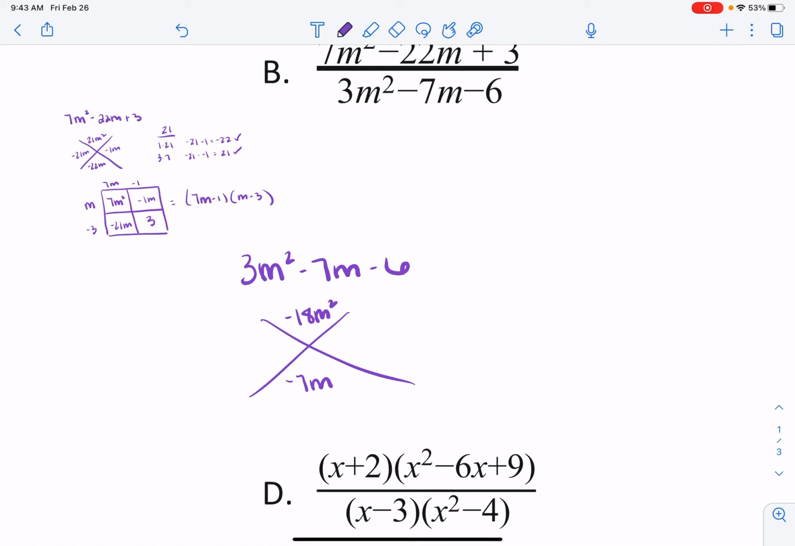So let's think about our factors of 18. We have 1 and 18, 2 and 9, 3 and 6. Negative 9 plus 2 is negative 7, and negative 9 times 2 is negative 18. So I'll put a negative 9m and a 2m here. Okay. So now let's make our box.